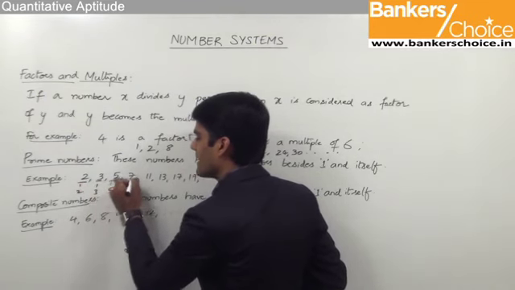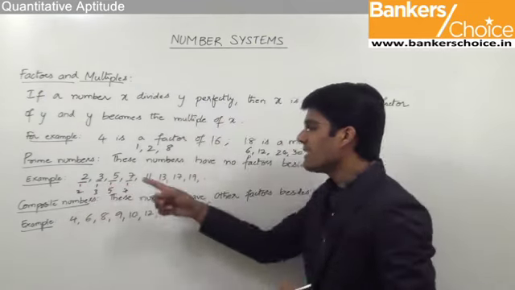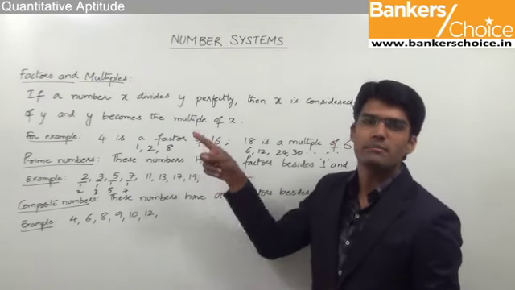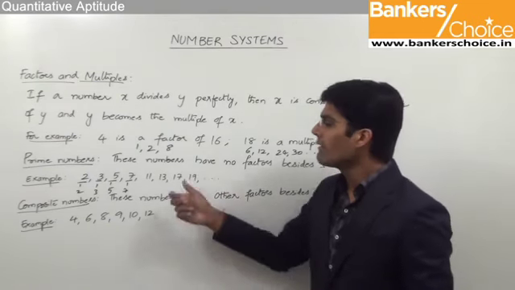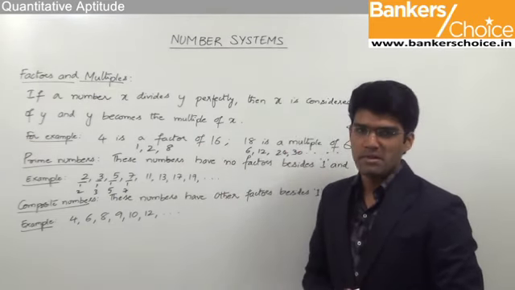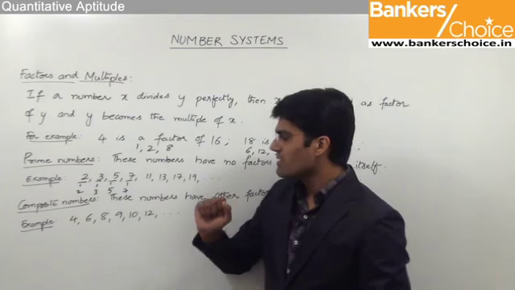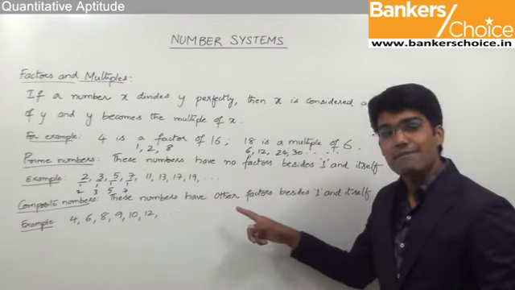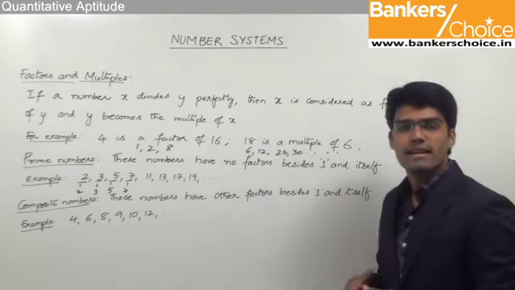For 5, 1 and 5. For 7, 1 and 7. These numbers are divisible only by 1 and by the number itself. No other number can exactly divide such numbers. So these numbers are called prime numbers. Next come composite numbers. Composite numbers are the numbers that have other factors besides 1 and itself.